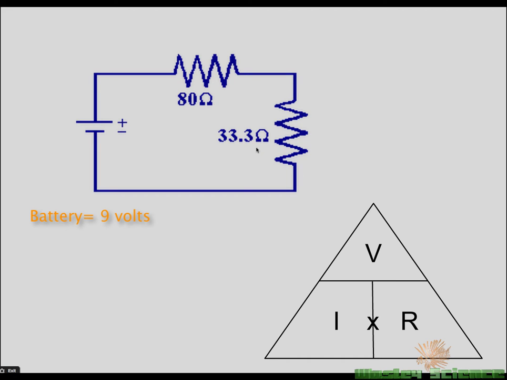one with 33 ohms. So if you do 80 plus 33.3, you will get 113.3 ohms.